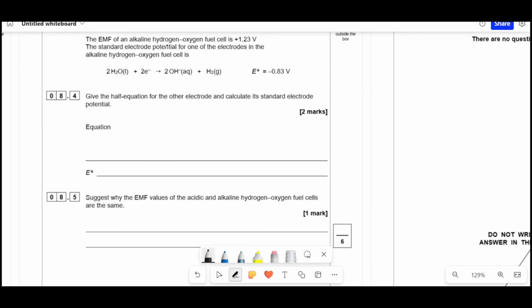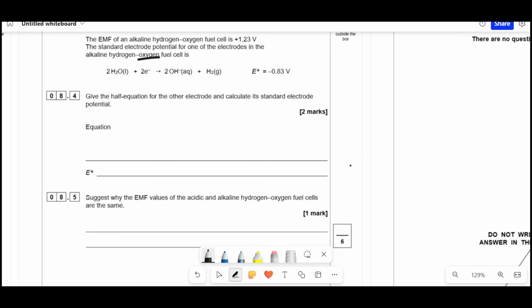The EMF of an alkaline hydrogen-oxygen fuel cell is 1.23 volts. The standard electrode potential for one of the electrodes in the alkaline hydrogen-oxygen fuel cell is as follows. So you've got the H2O, the 2e minus gives you the OH minus, and the H2. That bit explains the alkaline part, and this explains the oxygen. No, sorry, it doesn't explain that. That explains the hydrogen part, but I don't see oxygen here.